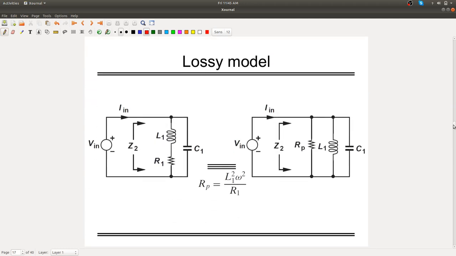But in reality, your inductor may have resistance, either in series or in parallel. That's why this is known as RP.